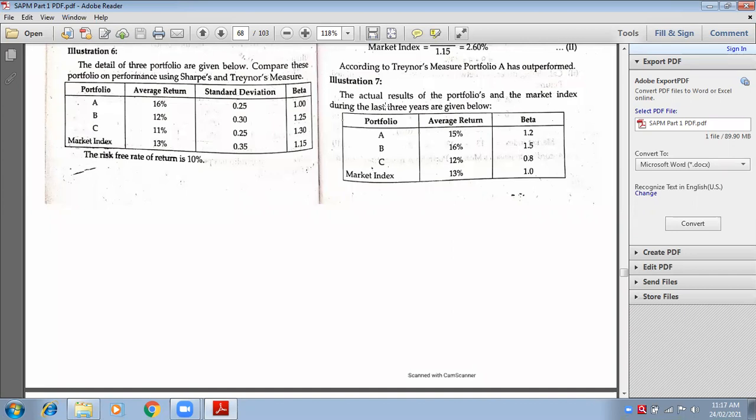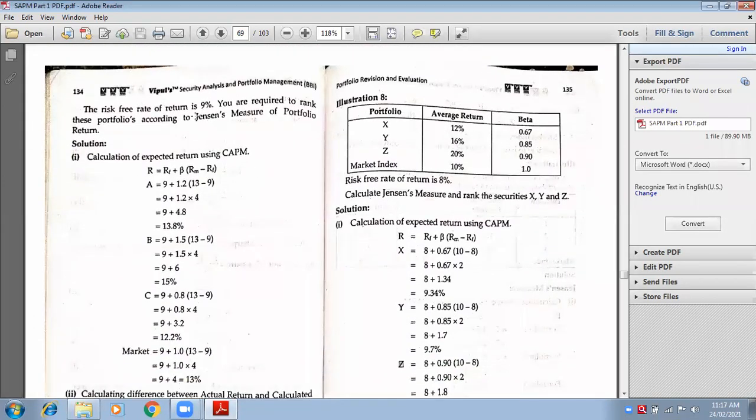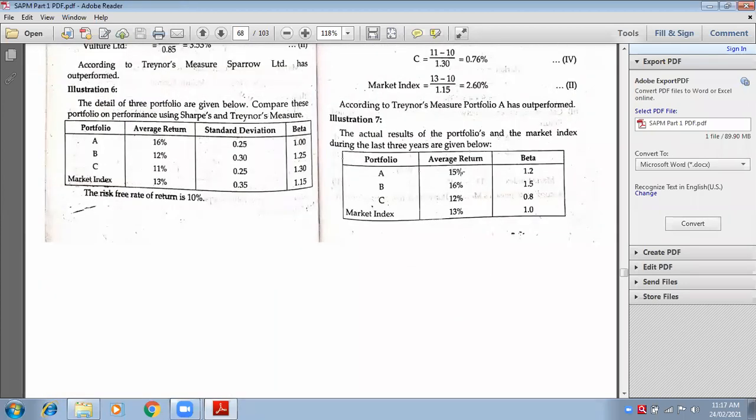The actual results of the portfolios and market index during the last 3 years are given below. Three portfolios are there and a market index is there. Average returns are given in percentages and beta is also given. The risk-free rate of return is 9%, that is RF. So RF, beta and RM. This is RM. Average return is the actual returns that we get. And market returns are also given, 13%.